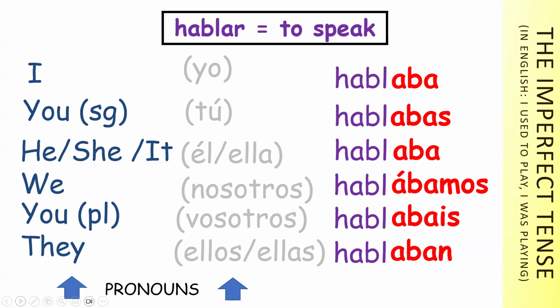If you study those endings really carefully, you might note that with the exception of the aba that it starts with, the endings are very similar to the present tense of AR verbs, aren't they? We've got that as, amos, áis, and an on the end there. Let's say it one more time before we move on. Hablaba, hablabas, hablaba, hablábamos, hablabais, hablaban. Remember, it's your job to try to memorize that too, isn't it?